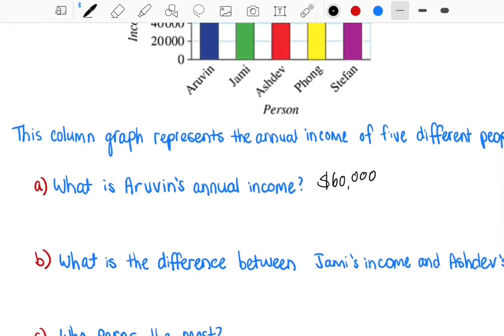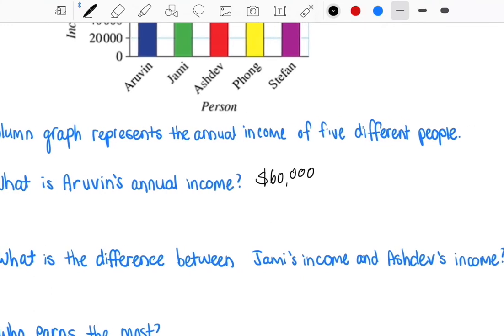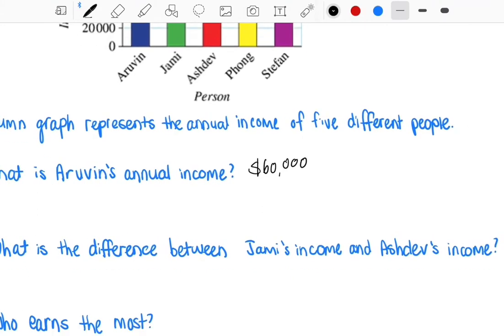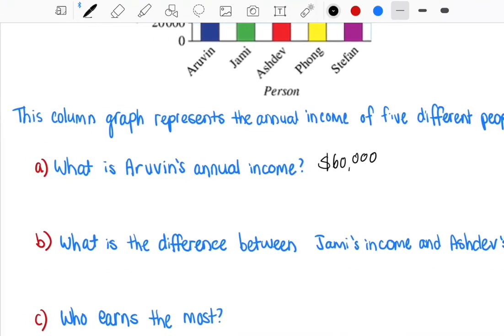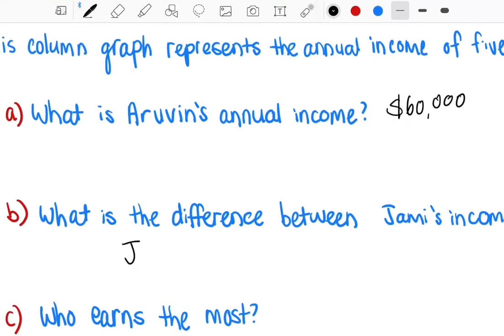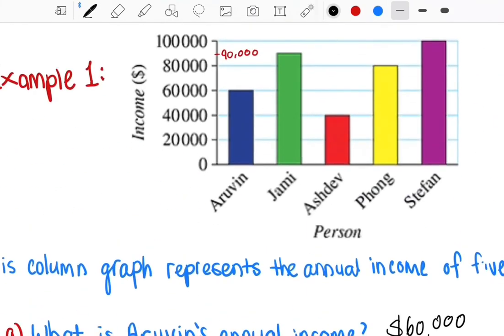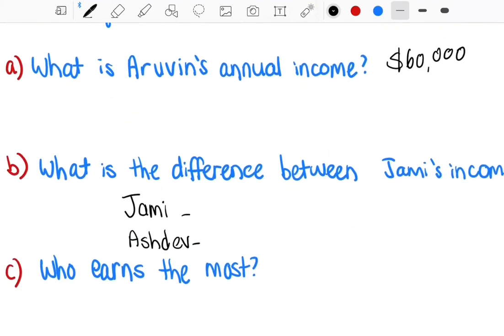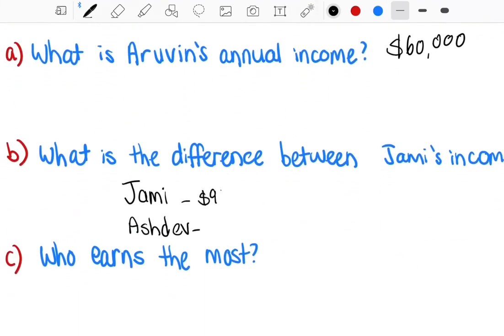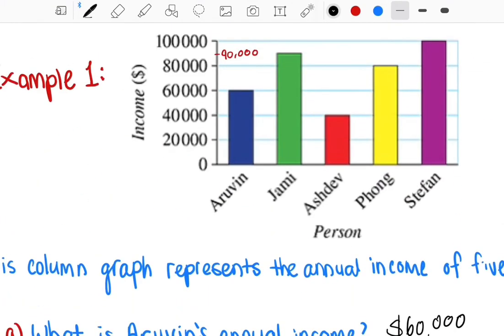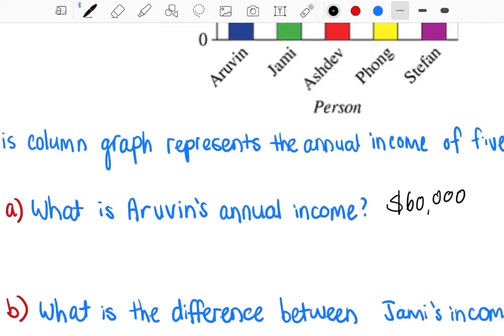The next one I'm going to look at is what is the difference between Jamie's income and Ashdev's income. So what I'm going to do is I'm going to write their incomes separately. So I'm going to put Jamie here and then Ashdev down here. Okay, so if I look up here, Jamie's at 90,000. So Jamie earns 90,000 a year. And then I go back up and look at Ashdev. Ashdev is the red one and the lowest one at 40,000.